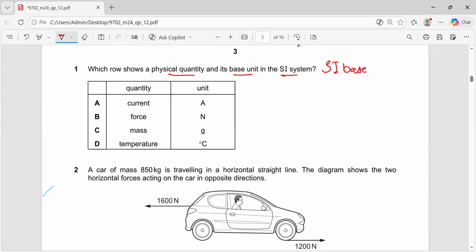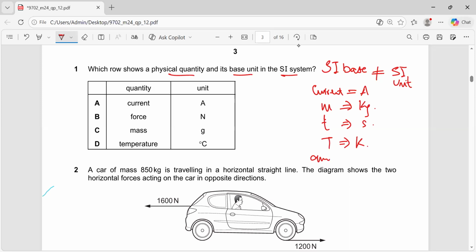We know the SI base unit is not the same as the SI unit. If we are going to express any unit in terms of base units, we have only 7 base units. What are those 7 base units? Current has the unit ampere, mass is measured in kg, time is measured in seconds, temperature is measured in kelvins, amount of substance is in mole, and light intensity is measured in candela.